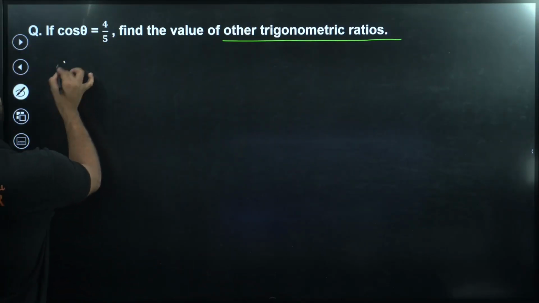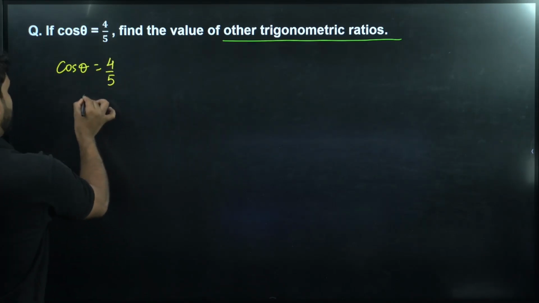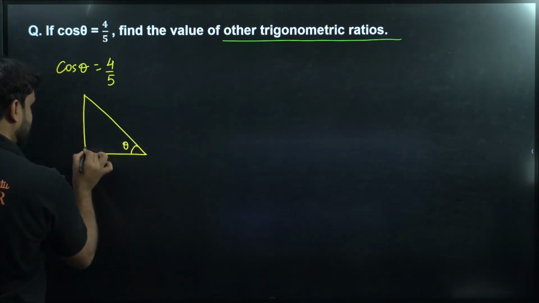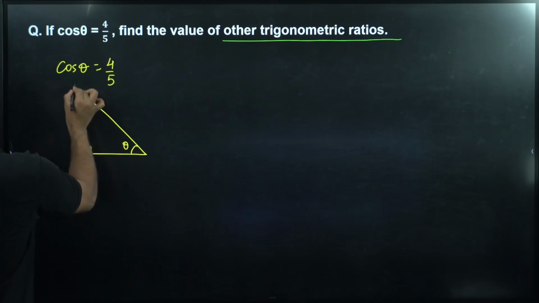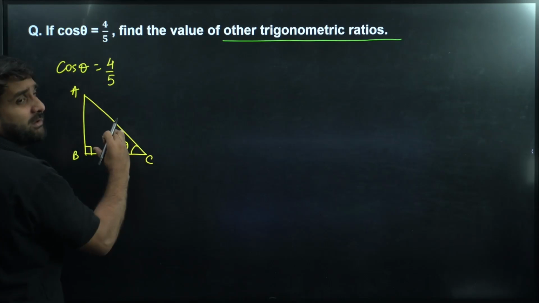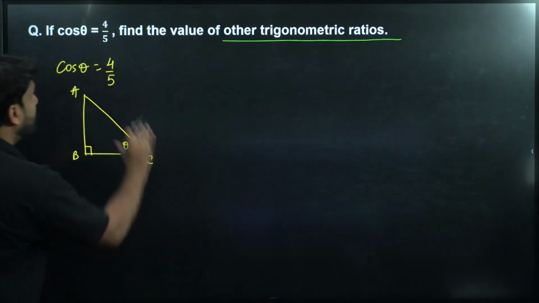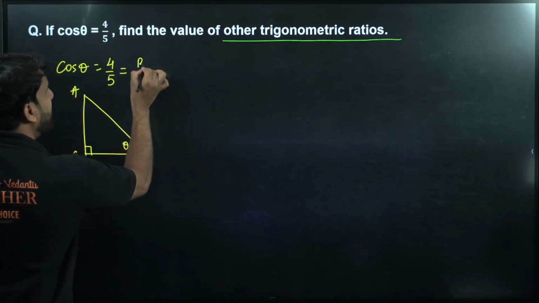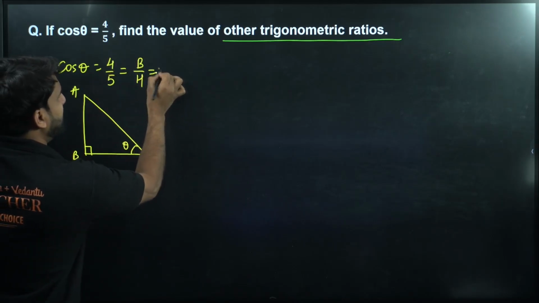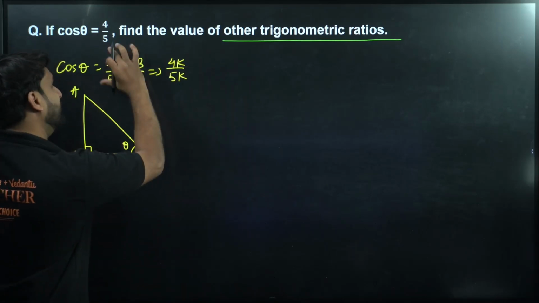So my dear champion, if cos theta is equal to 4 by 5, we can make a right angle triangle. Just imagine and take theta here, because this is 90 degree, and this triangle is, let's say, A, B, and here is C. So if cos theta is 4 by 5, do we know cos theta is equal to base by hypotenuse? So if the terms are given in ratio, we can write here 4k divided by 5k. One constant that should be there because the value is given in ratio.